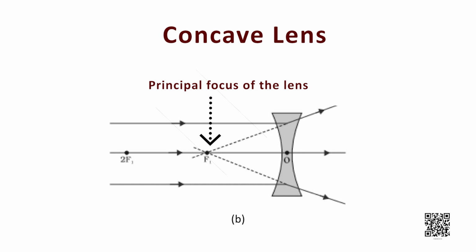In figure B, however, several rays of light parallel to the principal axis are falling on a concave lens. These rays, after refraction from the lens, are appearing to diverge from a point on the principal axis. This point on the principal axis is called the principal focus of the concave lens.